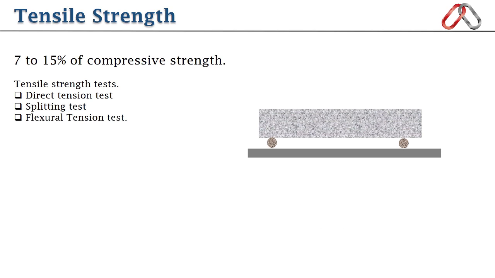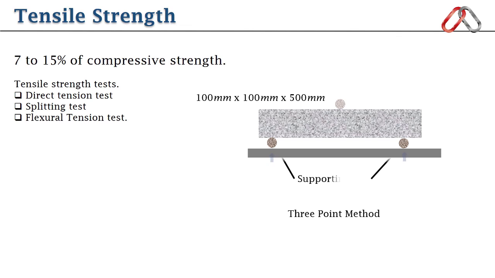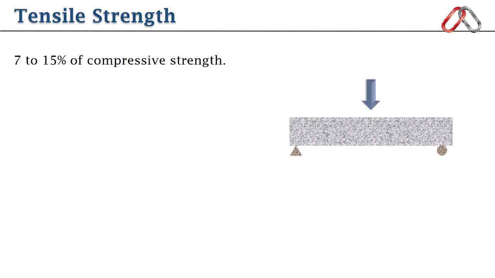It is the most commonly used test on a plain concrete beam of breadth and width of 100 mm and length of 500 mm. The testing is done using the third point loading method, which you can learn in more detail in concrete technology. After applying the load, the theoretical maximum stress developed on the extreme fiber is called modulus of rupture.